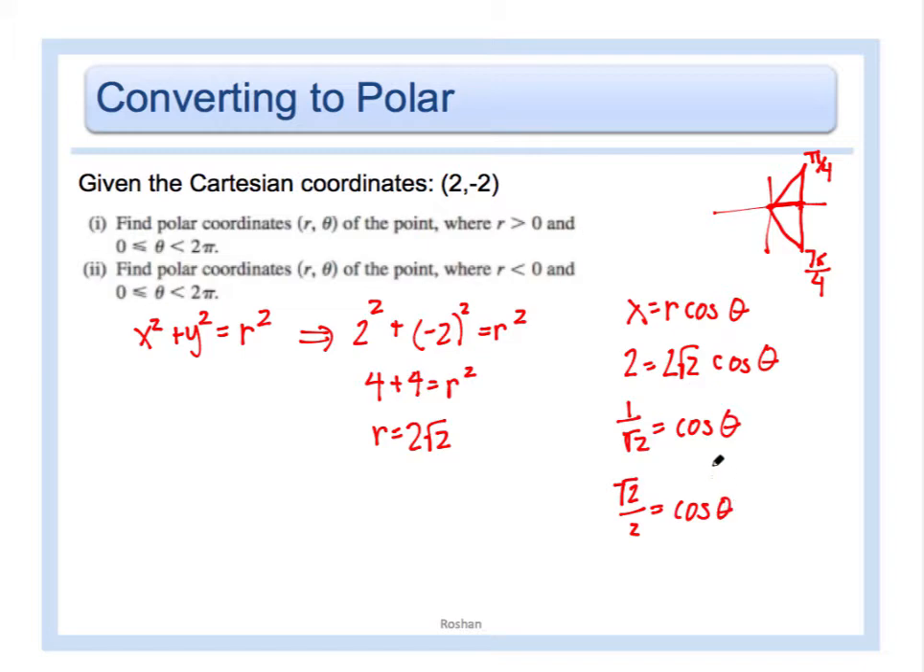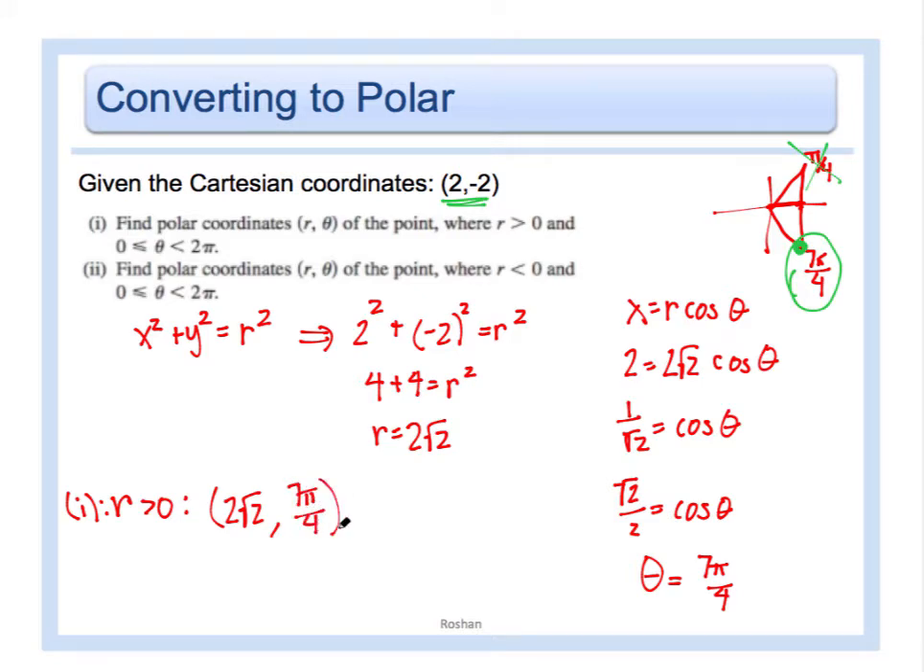Now, how do I choose? Well, I know that 2, negative 2 is down here in the 4th quadrant. So that means that I should choose the 7 pi over 4 as my coordinate, and I should throw the pi over 4 out because this lives in the 4th quadrant. So my theta is actually going to be 7 pi over 4. In part 1, where my r is greater than 0, I just use this radius, 2 root 2, and my theta is 7 pi over 4.